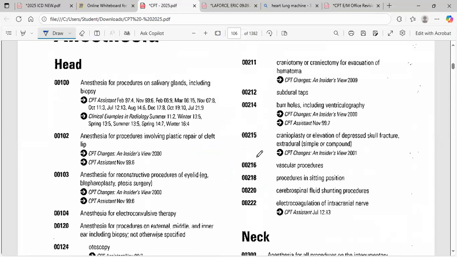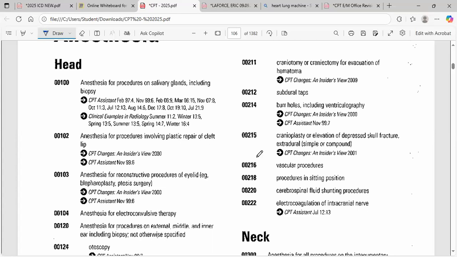Our anesthesia codes are arranged from top to bottom. At the beginning, we get all the codes for the head, and then neck, then humerus, and so on. All our codes are listed anatomically, top to bottom. As you can see on your screen, first we have the codes for procedures performed on the head area.